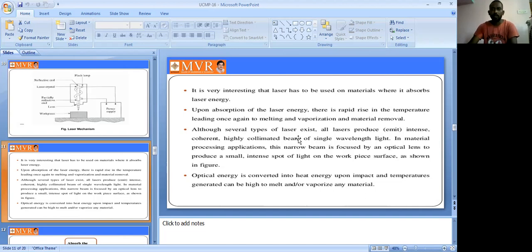చూడండి ఆల్సో several types of laser exist. All lasers produce and emit intense, coherent, highly collimated beam of single wavelength light. లేజర్ అనేది ఎలా ఎగ్జిస్ట్ అవుతుంది అంటే చూడండి లేజర్ లైట్ అనేది హై టెంపరేచర్ గా చాలా యాక్యురేట్ గా ఎగ్జాక్ట్ గా ప్రొడ్యూస్ అవుతుంది. ప్రొడ్యూస్, ఎమిట్ intense, coherent, highly collimated beam of single wavelength light అవుతుంది. సో ఇవి రెండు కూడా బేస్ చేసుకుని మనకి లైట్ అనేది రిఫ్లెక్ట్ అవుతుంది ఎక్కడ లేజర్ నుంచి.